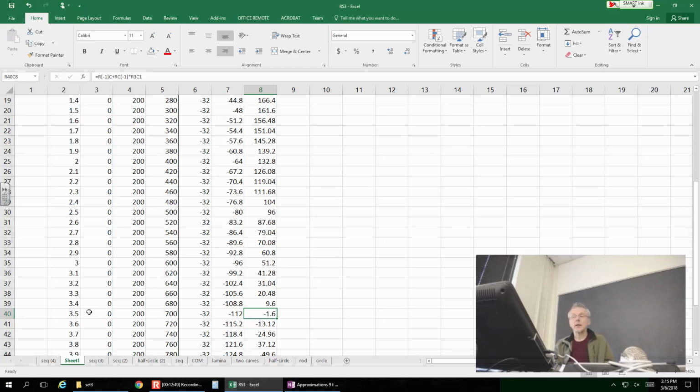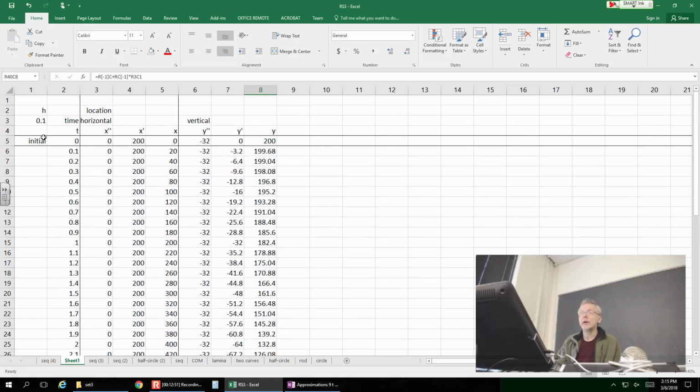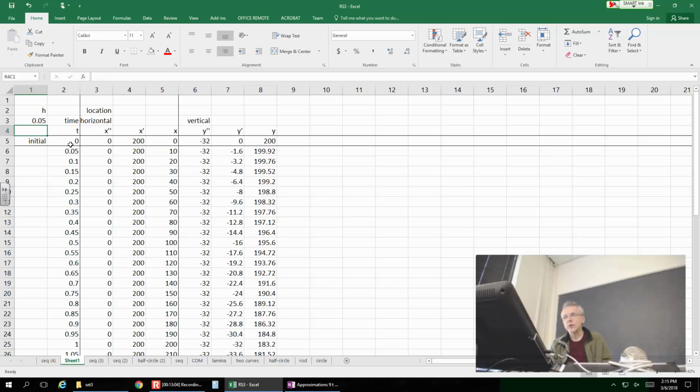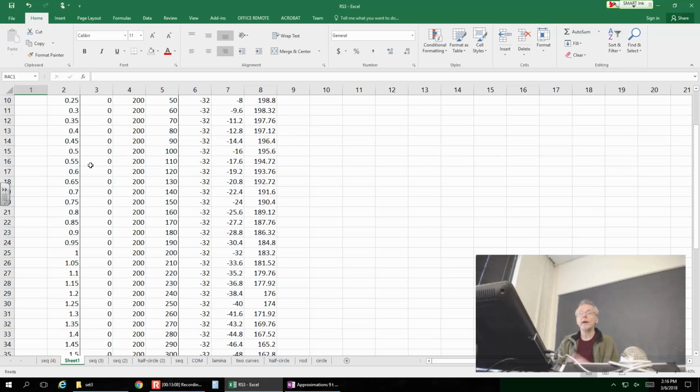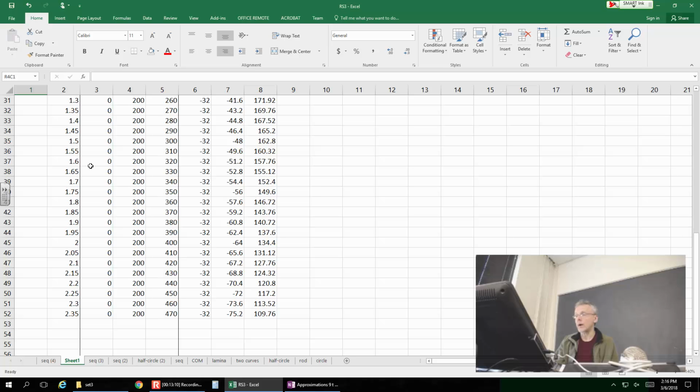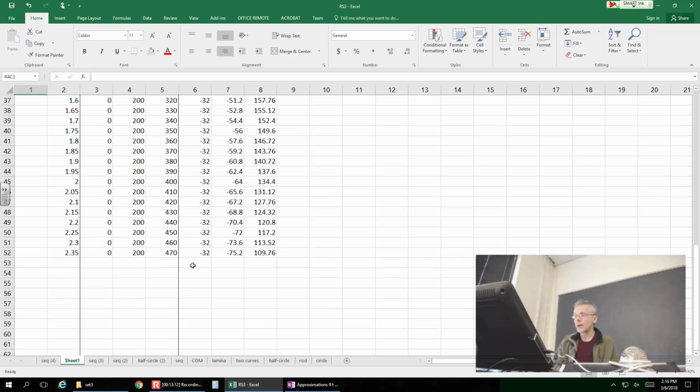But we can do better. For example, we can improve accuracy. I could make my increment of time, which was 0.1, shorter, and that improves the accuracy we just talked about. So if I put here 0.05, as you can see, things start to develop slower, but with more accuracy of the approximation.